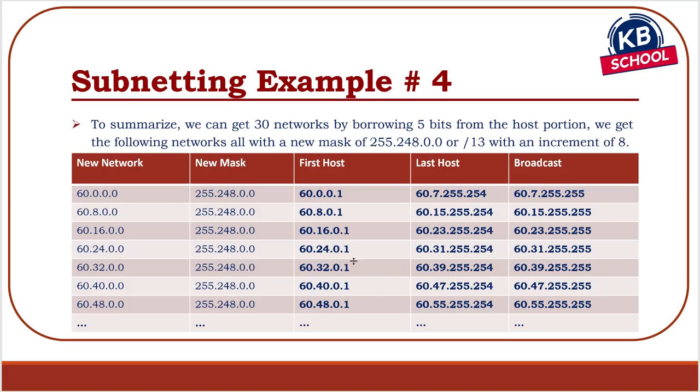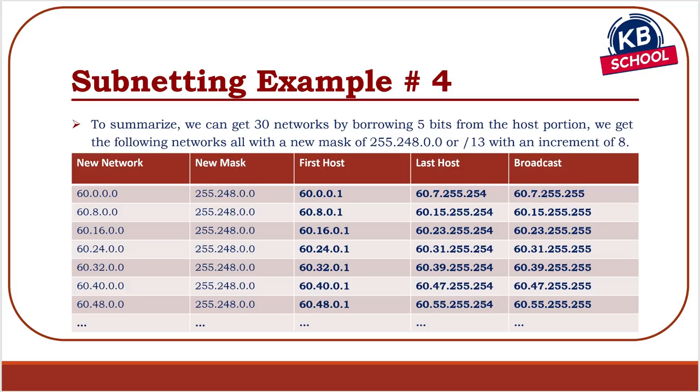60.24.0.1. 31, which is the one number less than the increment. So the next increment, 31.255.254. 255.255 is the broadcast, so on and so forth. And that is subnetting for you. You did Class A, Class B, and Class C.